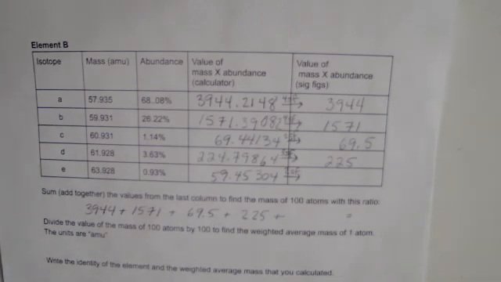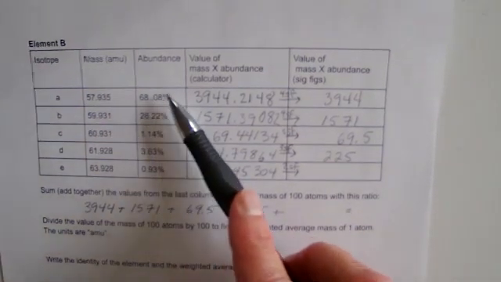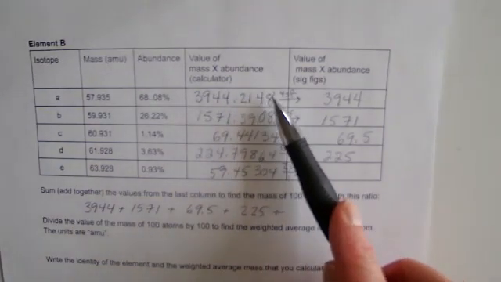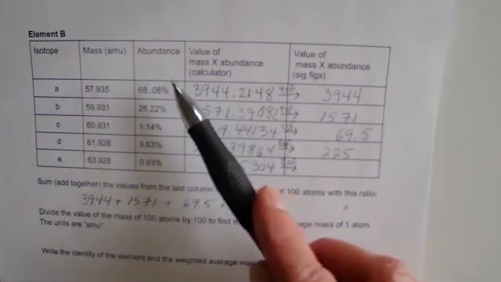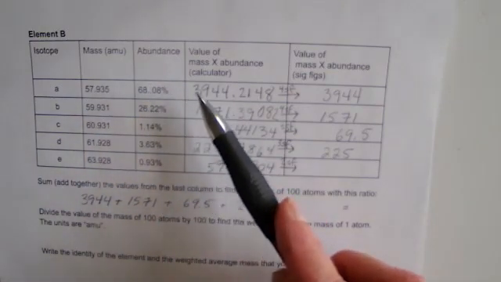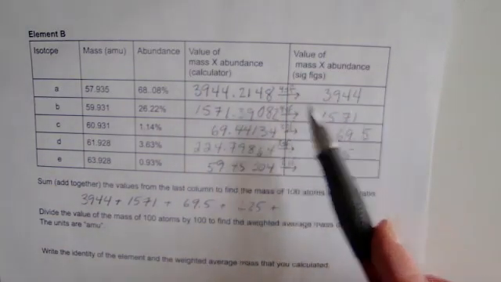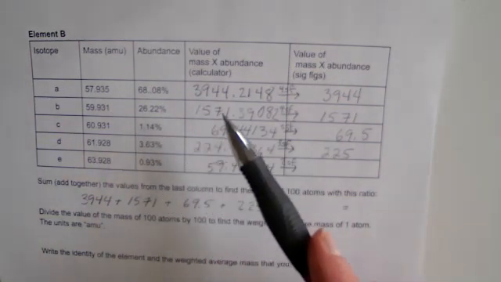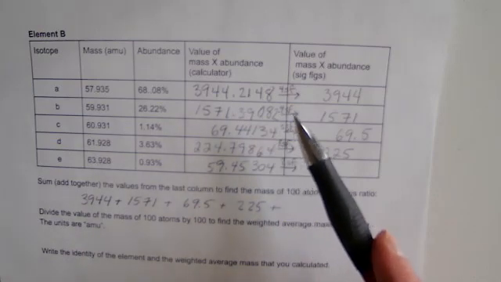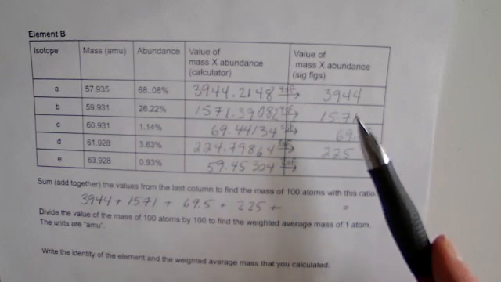Okay, so you should have this work done, and I'm going to talk through the rest of this. So taking this mass value times the abundance, we get this value in the calculator. If we look at our original values, we need to take 5 sig figs times 4 sig figs, meaning that our solution needs to have 4 sig figs. So that's going to be 3,944. Same thing here with B, mass times the abundance, and that's 5 sig figs times 4 sig figs. So this value will be rounded to 1,571.